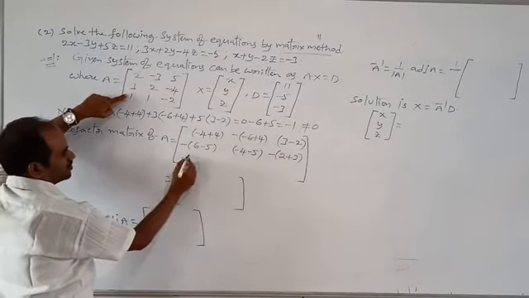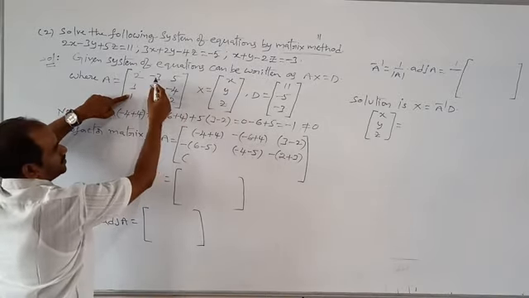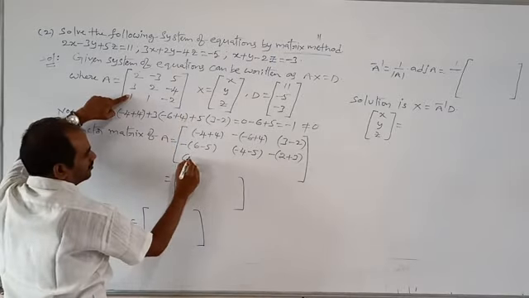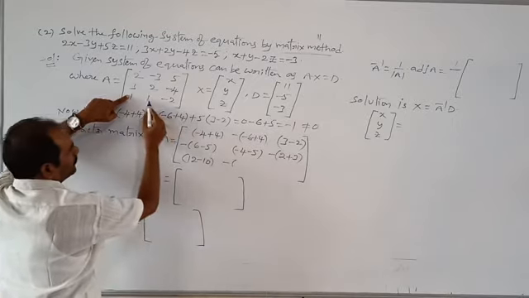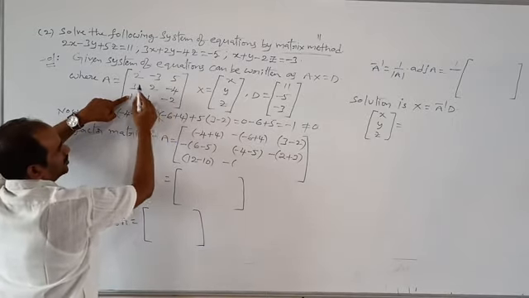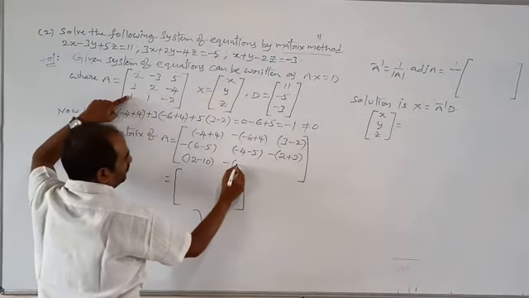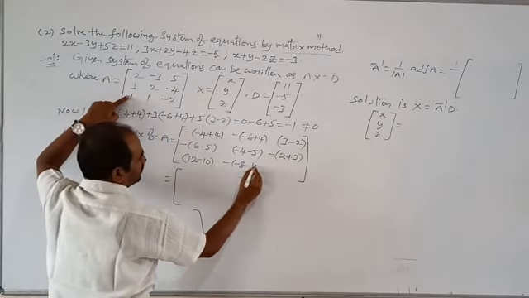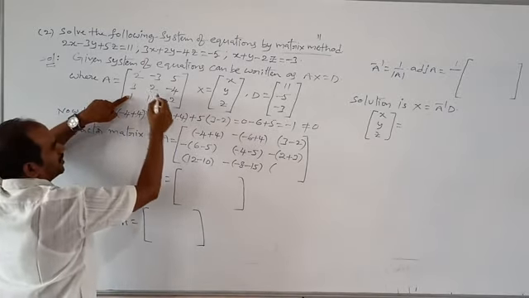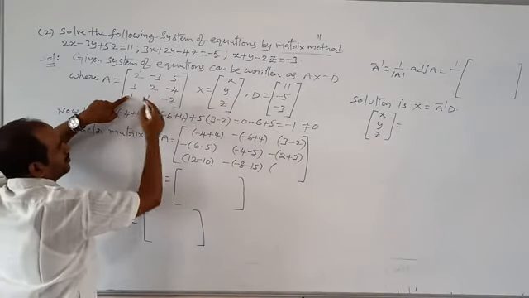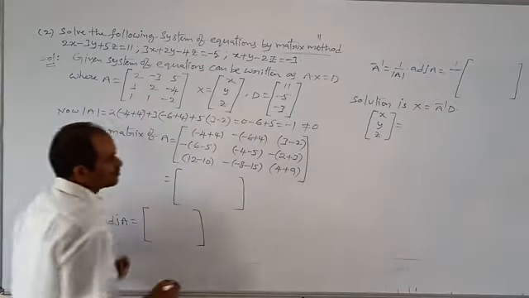Next, the third row. Here this is plus. Delete this row and column. Next AD minus BC is equal to 12 minus 10. Next, this element is minus of. Delete this row and column. Next AD minus BC is minus 8 minus 15. Next, this element is plus. Delete this row and column. AD minus BC is 4 minus minus plus 9, so 4 plus 9.